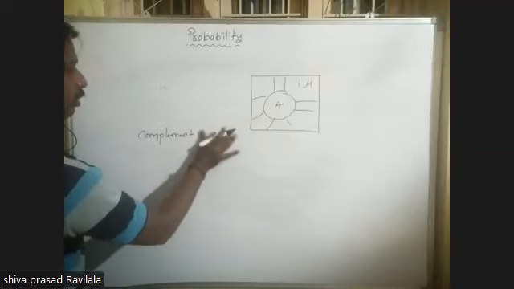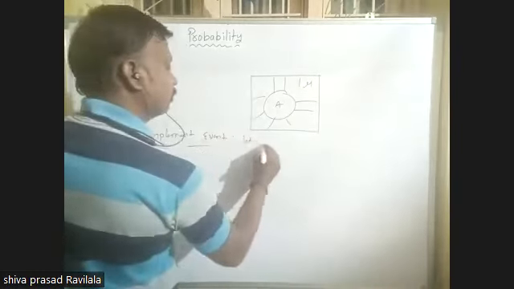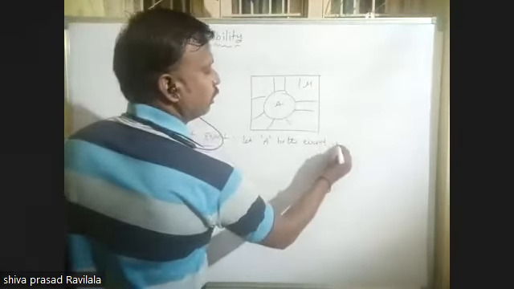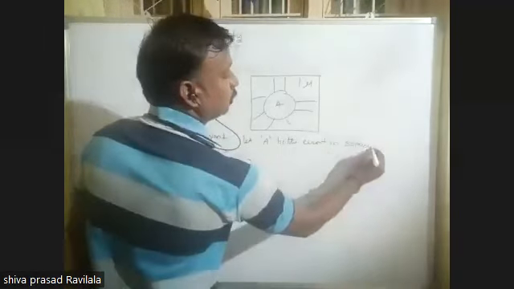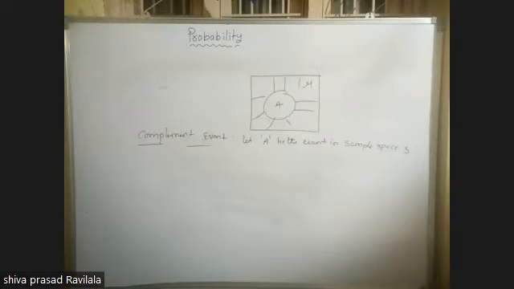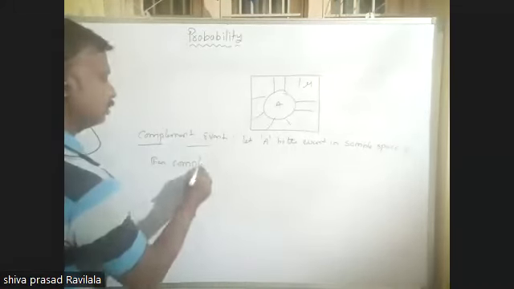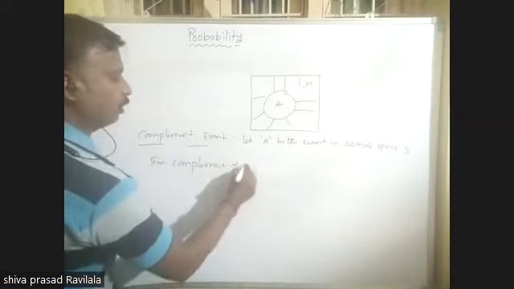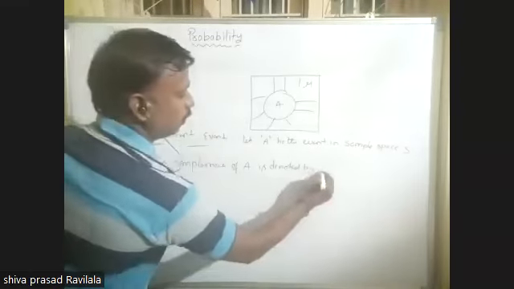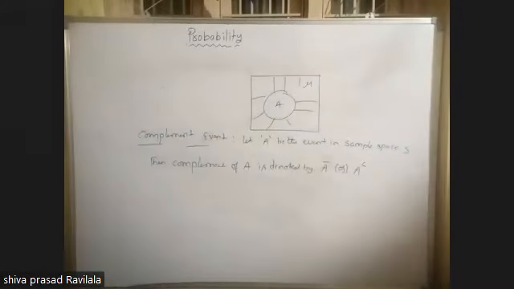Complement event, you simply write down that is complement event. Let capital A be the event in sample space. Then the complement of A is denoted by A dash, like this, A bar, or they may write it like A complement.